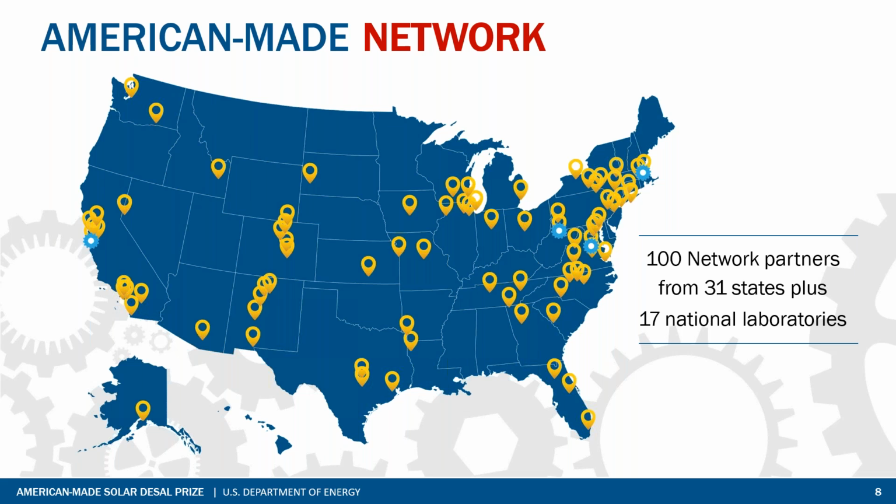Okay, as I mentioned before, you will get the support of the American Made Network as you progress through each contest of the Solar Desalination Prize. So one of the key benefits is the teams' eligibility to use vouchers, and the vouchers can be used to pay for the services of entities that are part of the American Made Network. The teaming phase, you get a $100,000. Winners of the teaming phase get a $100,000 voucher, and winners of the design phase get another $100,000 voucher. And you are able to use these at national labs. There are 17 national laboratories shown here on the map, and there are 100 network partners from 31 states. Next.